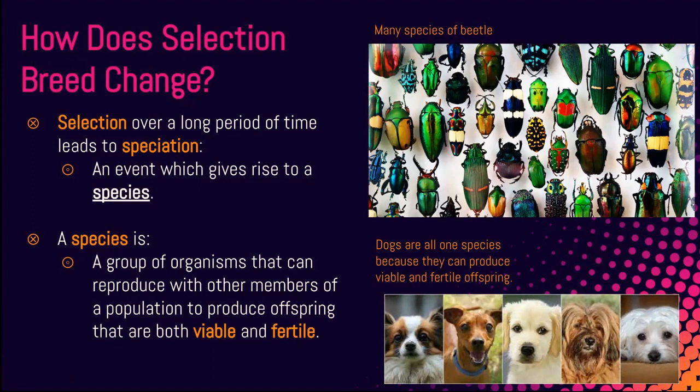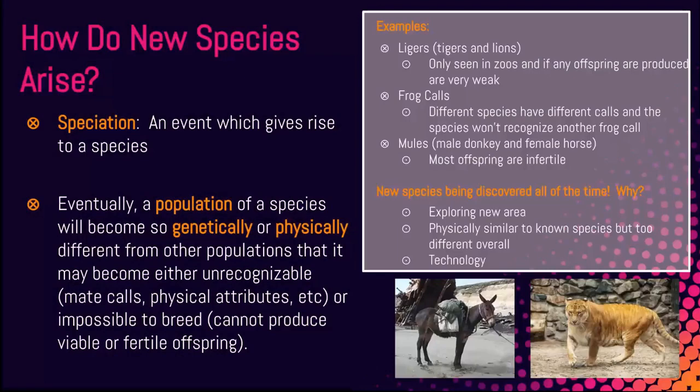Now, we have pictures of beetles. Look at all these different types of beetles. These are all many species of beetles. They have enough changes in them that if they reproduce together, they won't produce offspring that are both viable and fertile. So they've created specific species. But dogs are still one species because they can reproduce both viable and fertile offspring.